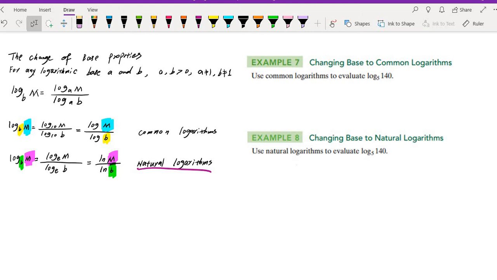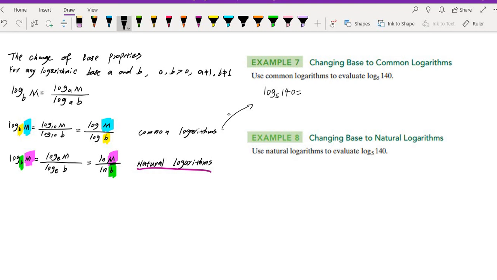Alright guys, here we have the change of base properties. I don't want to read the whole thing, so go ahead and pause the video and then read this formula, okay, and then copy them down. So I'm just going to show you how to apply those properties. Here we have example 7, changing base to the common logarithms. Okay, so we're talking about the common logarithms. We're going to talk about the first one. We're going to evaluate log base 5 of 140.